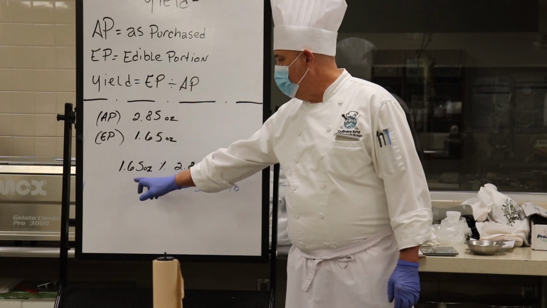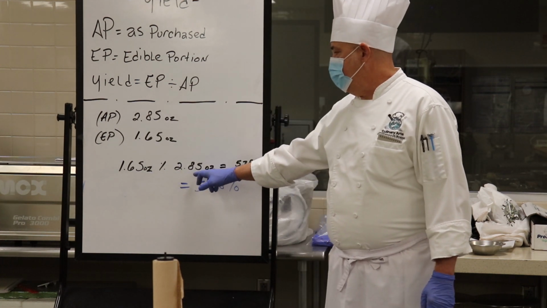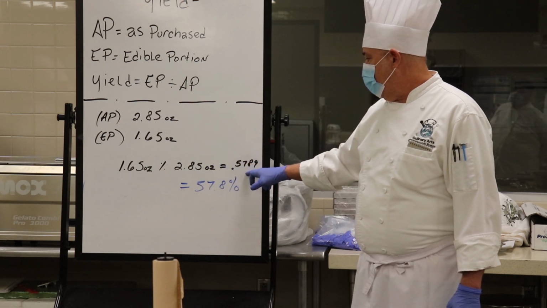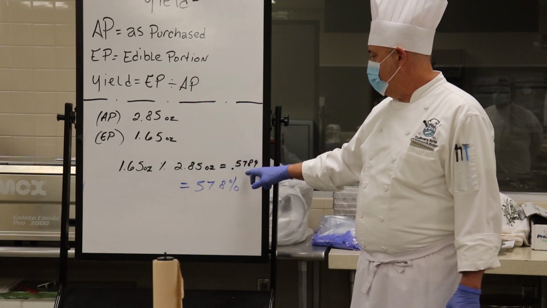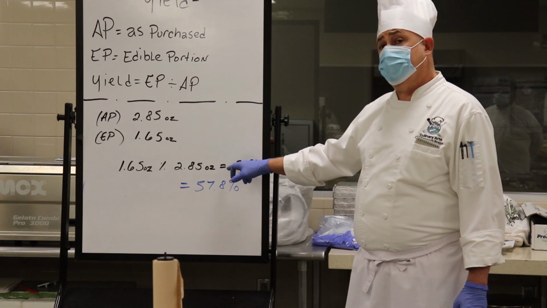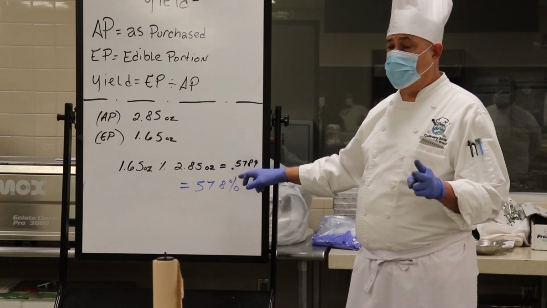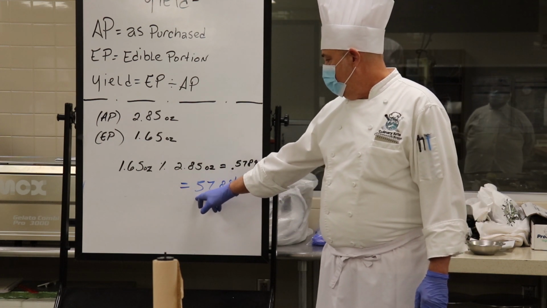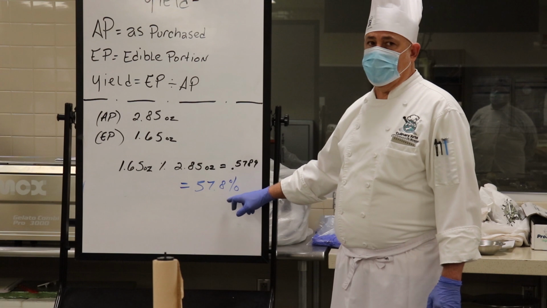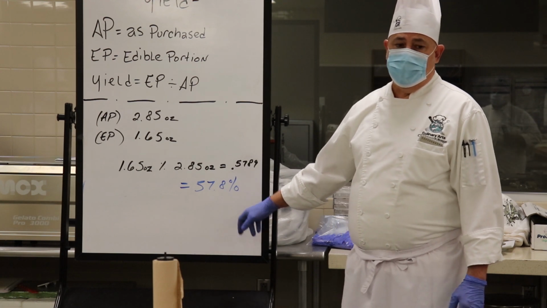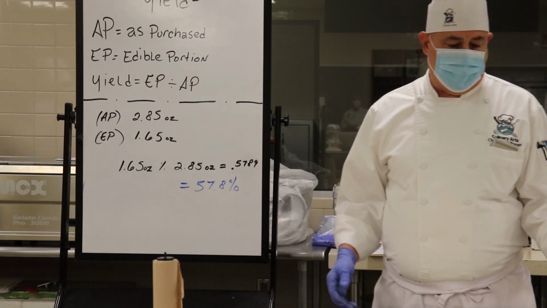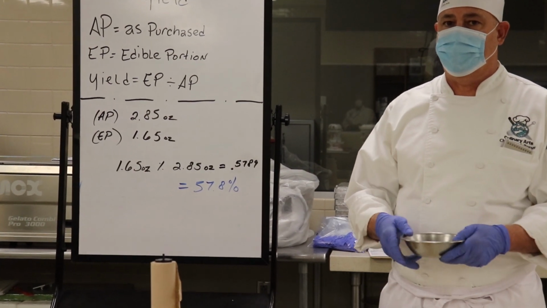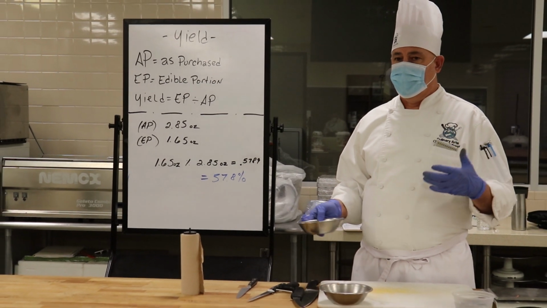So we're going to divide the edible portion by the as purchased weight, and the number that we're going to get out of that is 0.5789. Now remember, we need to move those decimal places over 2 spots to convert this to a percentage. So our yield is 57.8% on this product. Now, whatever the price is for this, we would do the same operation that we did for the carrots in order to get the price.